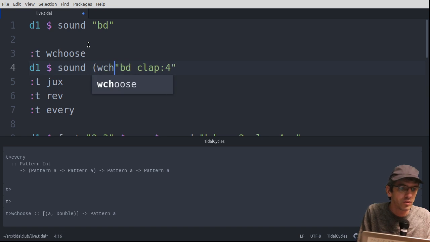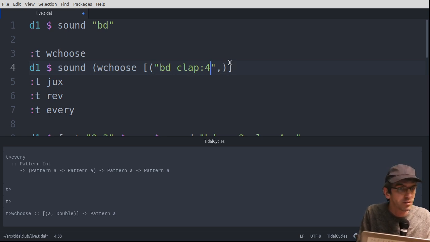So W-choose, there's the list coming in. And then here comes the tuple, which is just like, in this case, a pair of values, one being the value actually, so I can't put a pattern here. I can only put a value. And this being the likelihood of it being chosen.